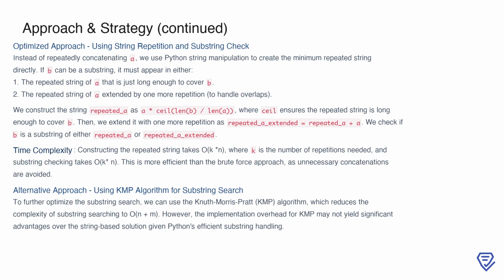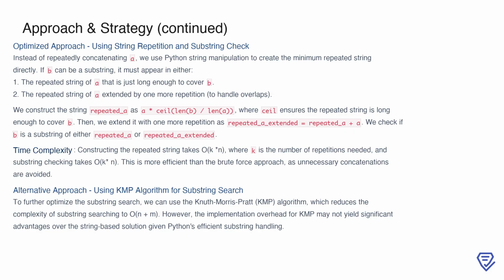Next, we simply check if B is a substring in either repeated_A or repeated_A_extended. This method is computationally more efficient as it avoids unnecessary concatenations, with the time complexity primarily determined by the substring checks and the construction of the repeated strings, yielding a complexity of O(k*n), where k is the number of repetitions. For further optimization, we could use advanced algorithms like KMP for substring search, which reduces the substring matching to O(n+m).